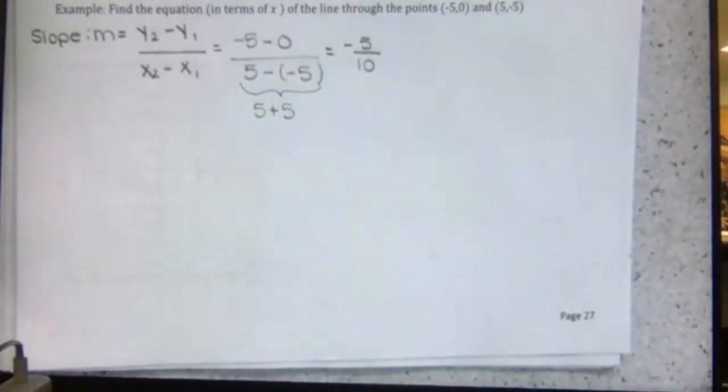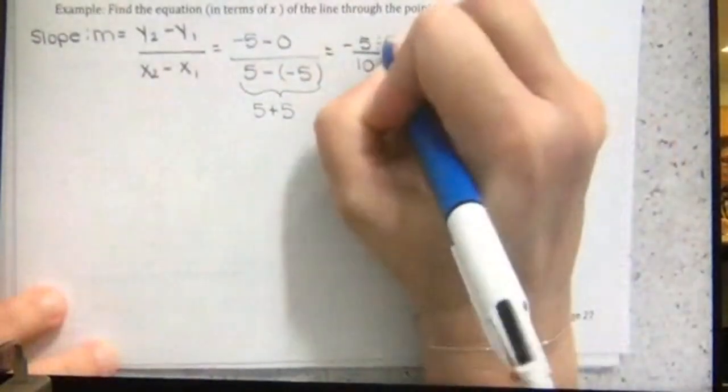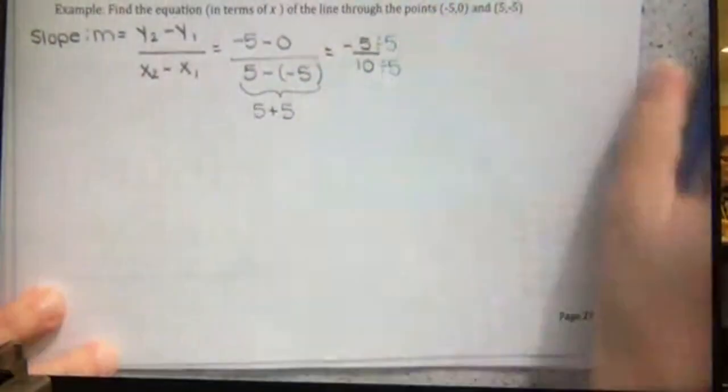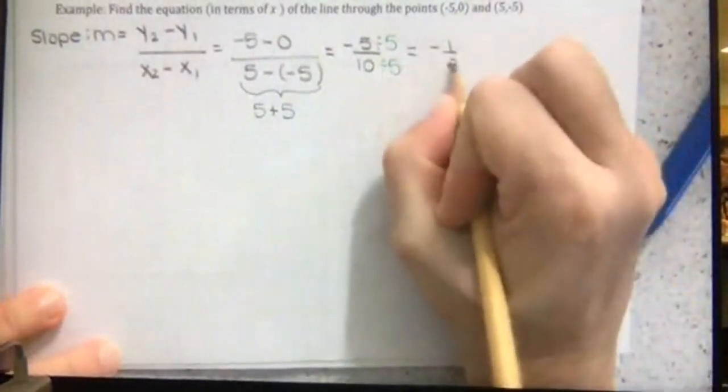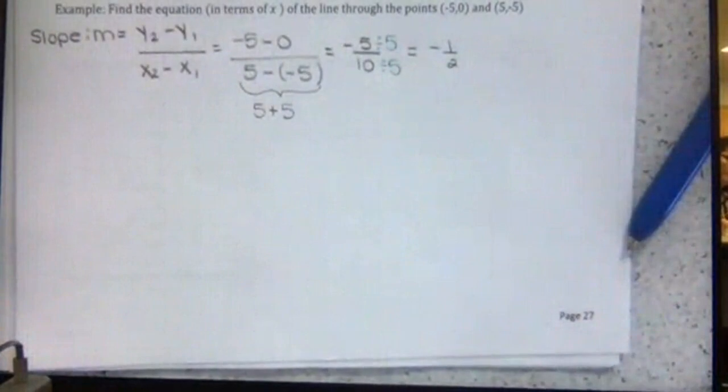What does -5 over 10 simplify down to? -1 over 2. Perfect. Thank you. They both have a 5 in common, so I can factor or divide out a 5 on the top and the bottom. And just like you said, it'll leave us with -1 over 2, -1/2. All right, so we found slope, which is good.